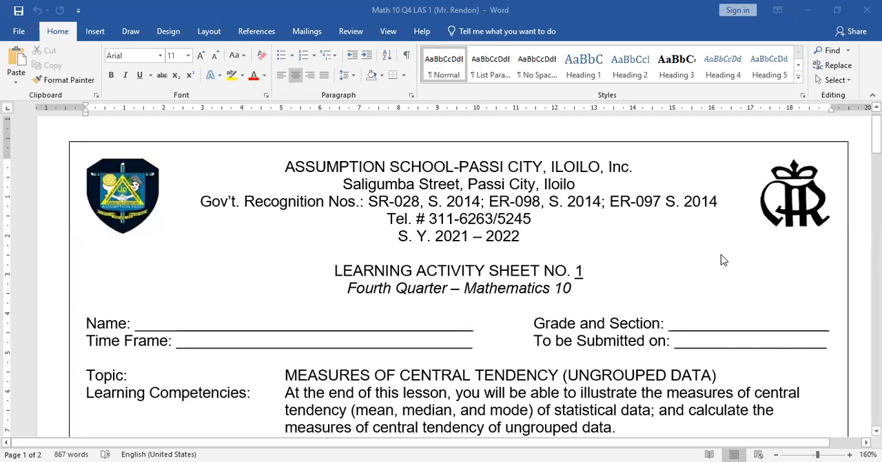Okay, can you see the screen now? Yes, sir. Okay, now this is just similar with your LAS.